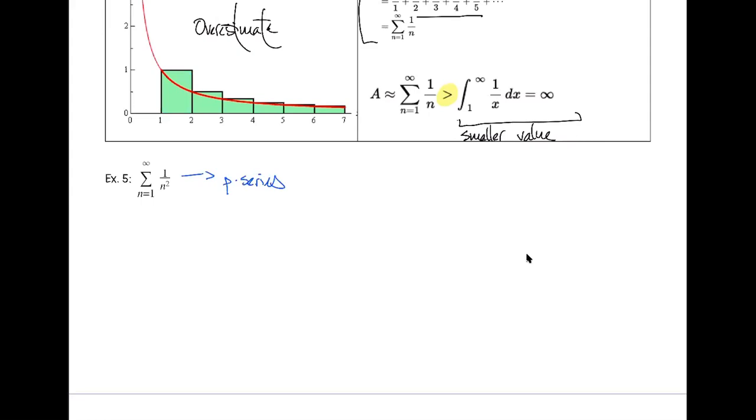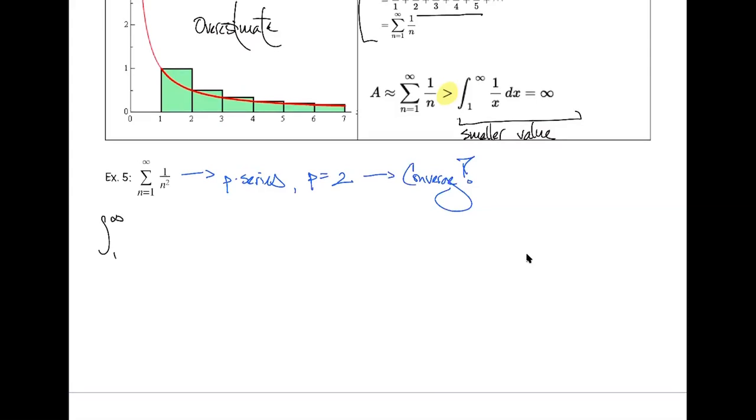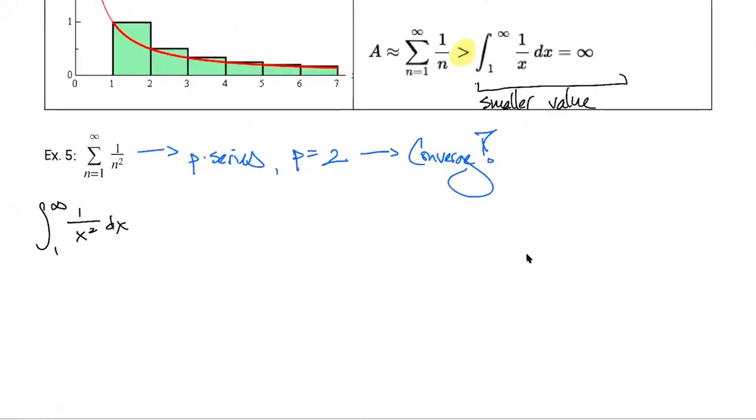So let's just be careful with that language. We have a p series here, and then the second part of what you said is correct, p equals 2, okay? And we know that that means that our series is going to converge based off of yesterday, okay? But let's use this integral test to confirm for ourselves that it converges. So if I take the integral from 1 to infinity of 1 over x squared dx, okay? Now I would use an integral test for this because this is a pretty straightforward integral. I only need to use the power rule, right?